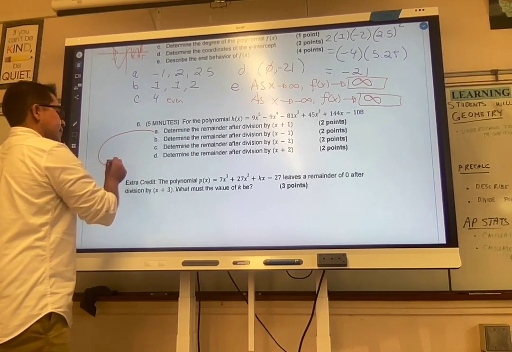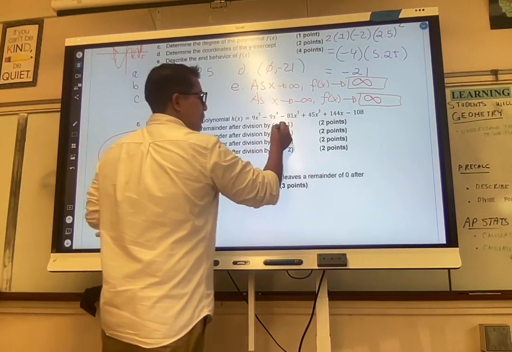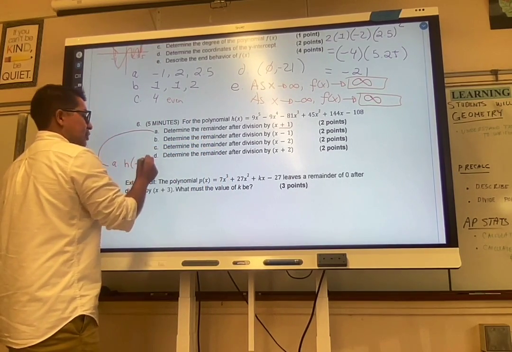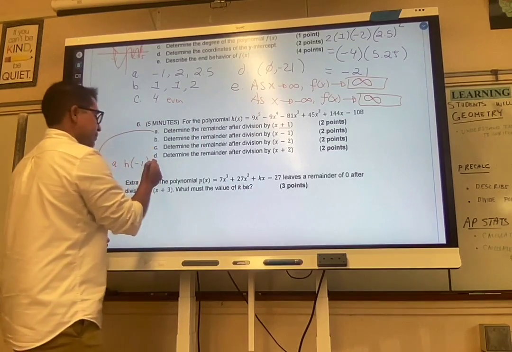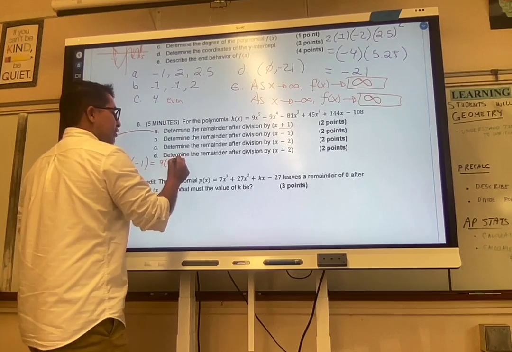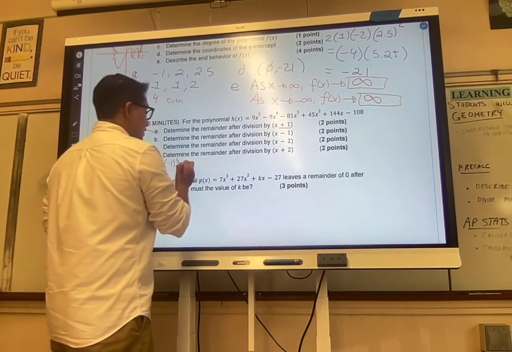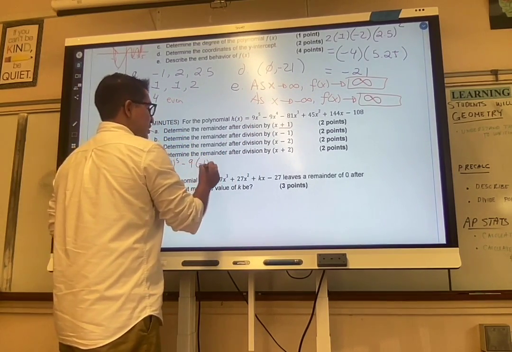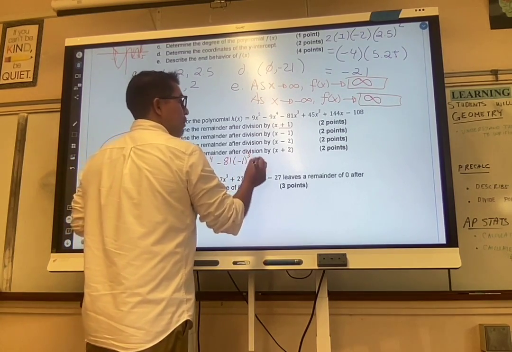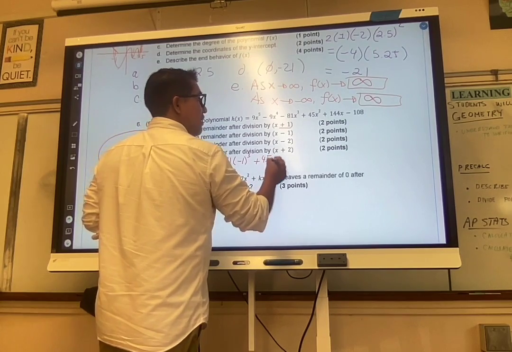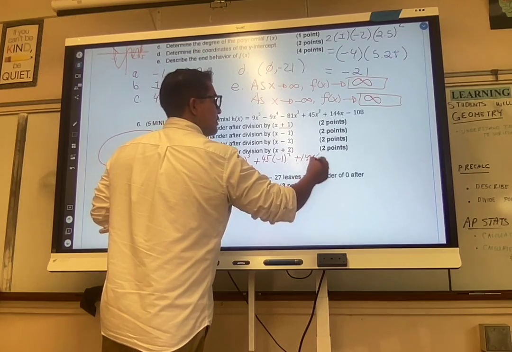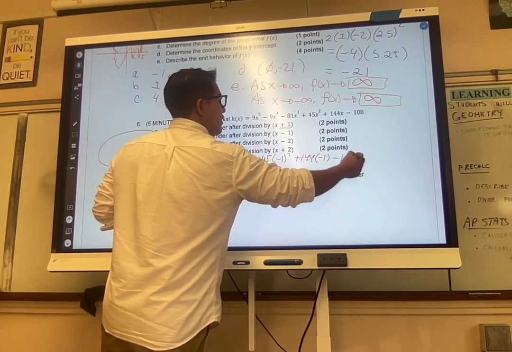So for part A, what we said is, instead of plugging in 1, we're going to plug in the opposite of 1. We're going to figure out what is h of -1. We plug in the opposite for part A. Okay? So on your calculator, we would do 9 times -1 to the 5th power, just plugging in -1. We're subtracting 9 times -1 to the 4th power. We're subtracting 81 times -1 to the 3rd power. We're adding 45 times -1 squared. We're adding 144 times -1, and then we're subtracting 108 at the end.